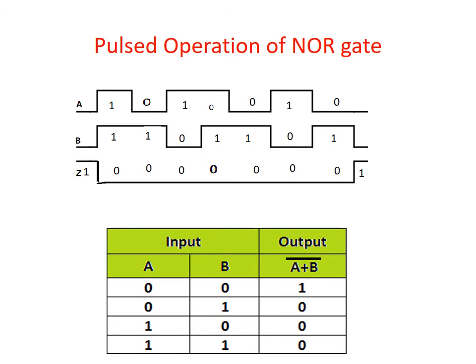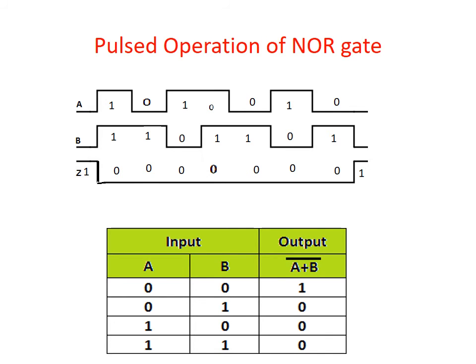Now the pulse operation of NOR gate. NOR gate has 2 inputs and 1 output. A and B are the inputs. Suppose Z is the output. Now here, if A is 1, B is 1, then definitely output will be 0.